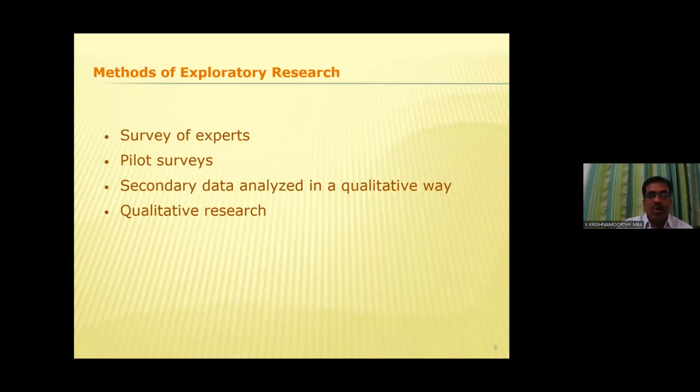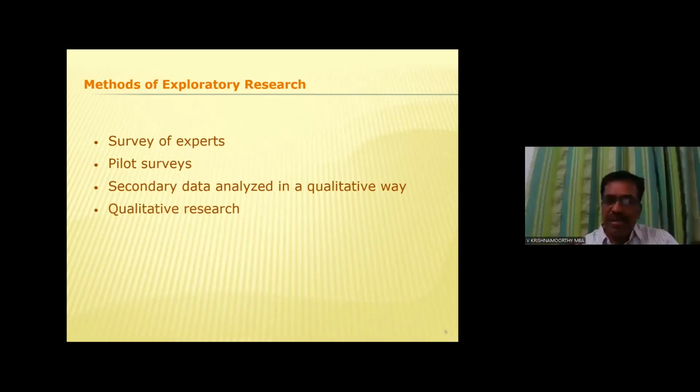Similarly, we can collect data through qualitative research. Qualitative research means, for example, data can be collected by way of focus group or depth interview or storytelling technique or sentence completion technique. What is sentence completion technique? For example, the researcher may write one sentence, and some space will be given, and the respondent is supposed to complete the sentence. For example, Chennai is a nice place to live in because, and the respondent is supposed to give their own views.